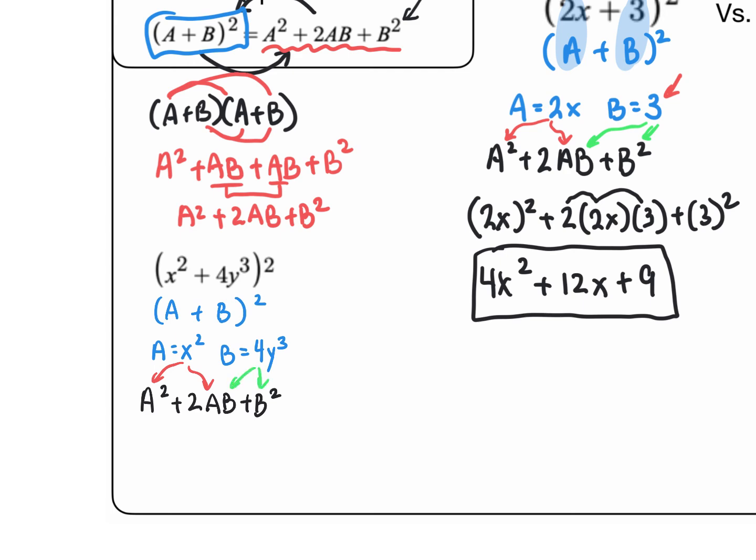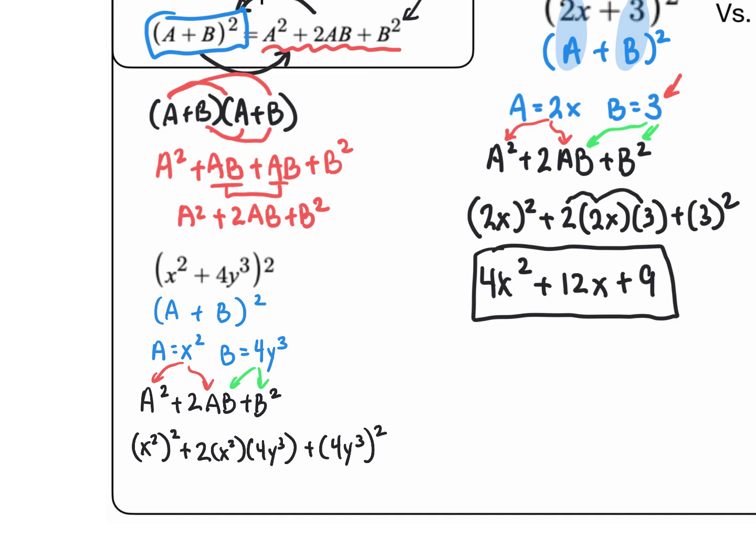All right, so write this out. We get (x squared) squared plus 2 times x squared times 4y cubed plus (4y cubed) raised to the second power. Okay.